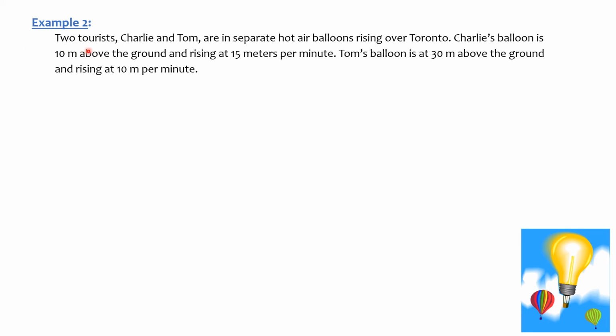Example 2. Two tourists, Charlie and Tom, are in separate hot air balloons rising over Toronto. Charlie's balloon is 10 meters above the ground and rising at 15 meters per minute. Tom's balloon is at 30 meters above the ground and rising at 10 meters per minute. So you need to understand everything going on in this problem before you start the question. So here are some hot air balloons. This actually is a light bulb, but they're supposed to be hot air balloons.